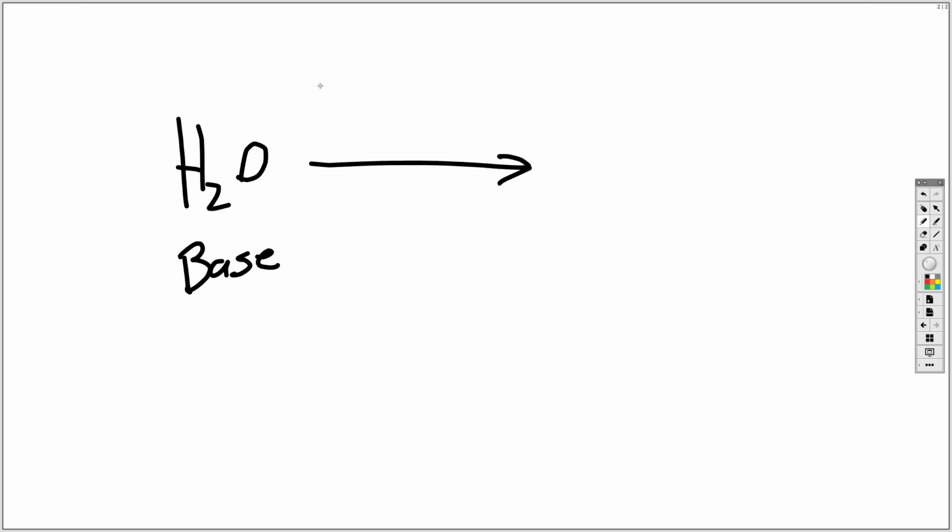Let's try another one. I can use water. I could say water is a base. And I ask what the conjugate acid of this is. You ask yourself, well, what's it going to be if it gains a hydrogen? And it's going to be H3O+. So the conjugate acid is just the base after it accepts the hydrogen.